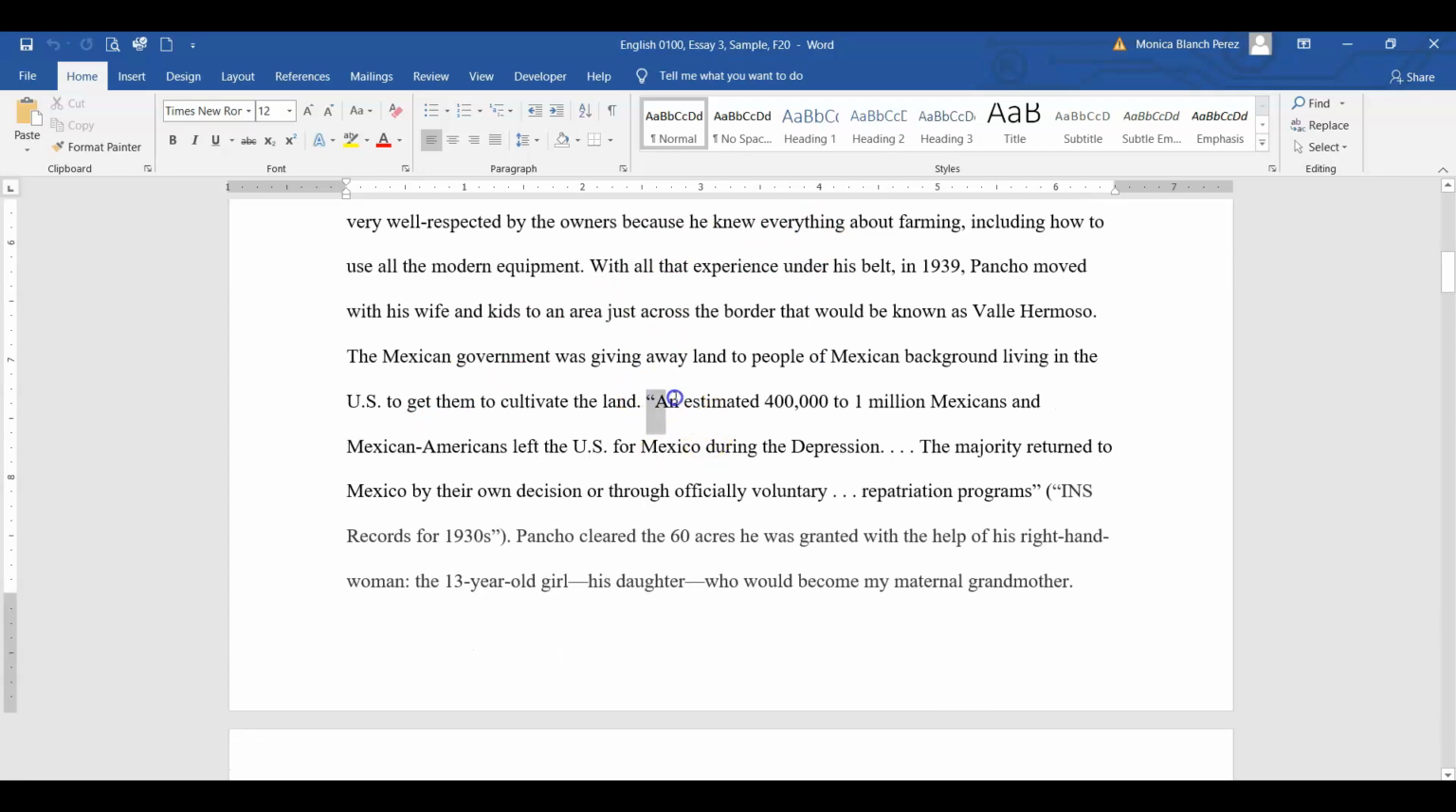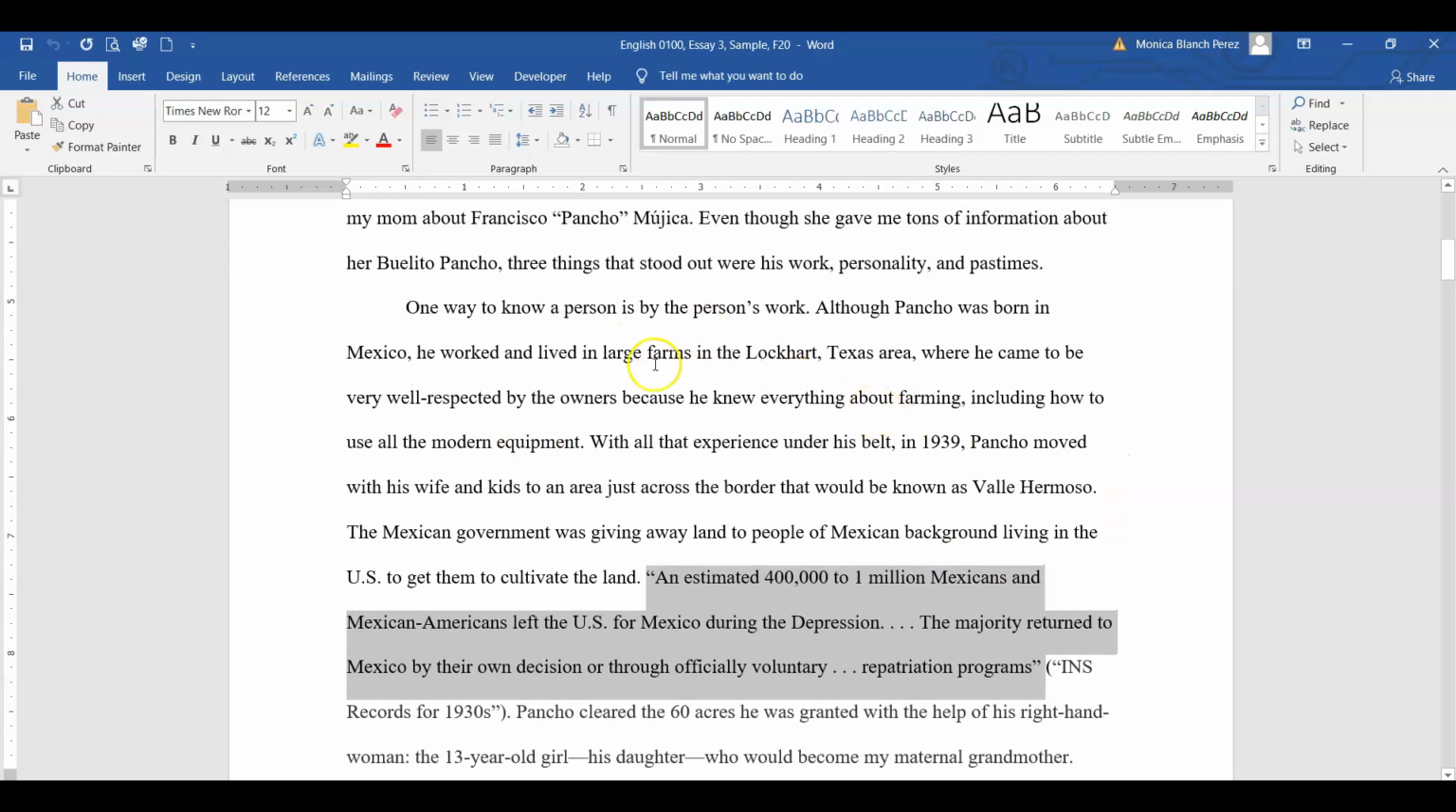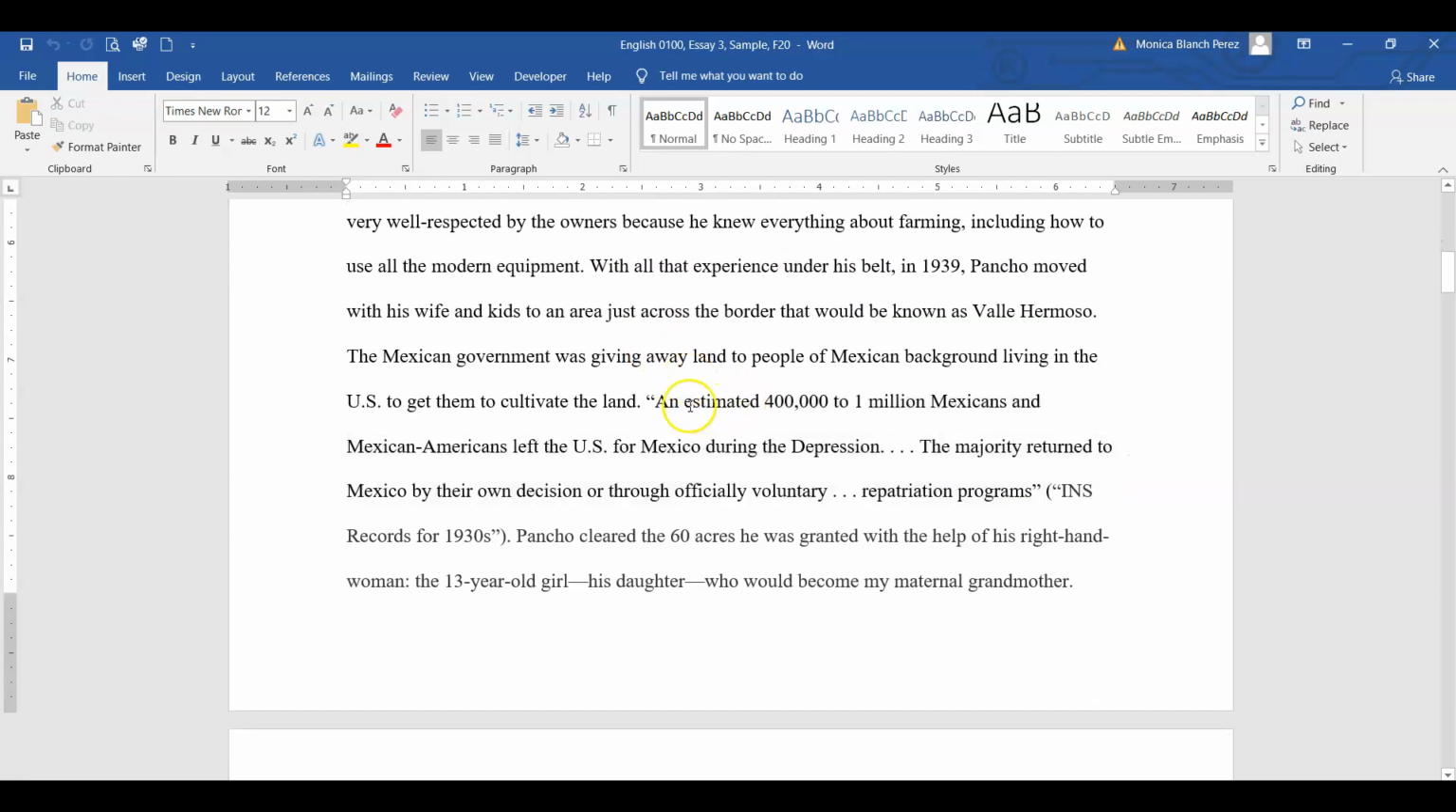But this didn't come from the interview. I found something that related to what I'm talking about in this paragraph. And so I found this quote. An estimated 400,000 to 1 million Mexicans and Mexican Americans left the U.S. from Mexico during the Depression. The majority returned to Mexico by their own decision or through officially voluntary repatriation programs. And then here is a parenthesis. Quote, INS records for 1930.